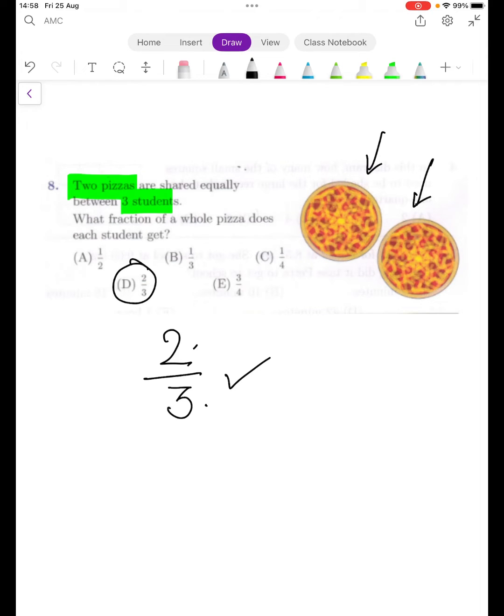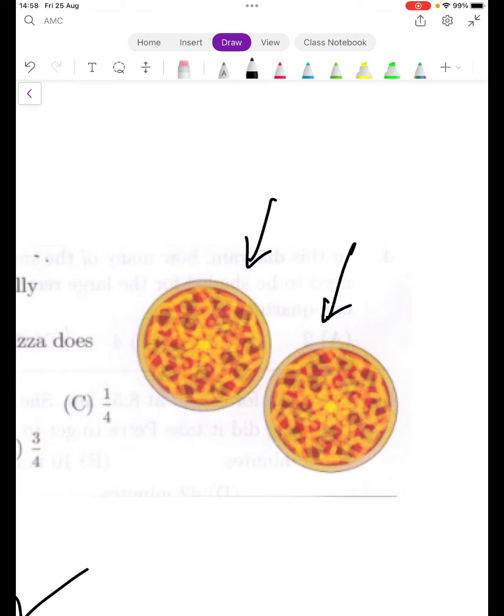The answer is 2/3. But if you need a pictorial way, let's have a closer look. Let me remove these arrows. All right, so let's try to divide the first pizza into 3 parts for the 3 students. It might not be accurate, but I'll try.